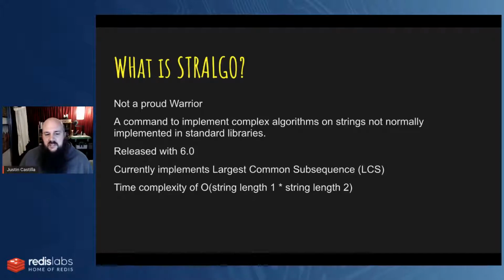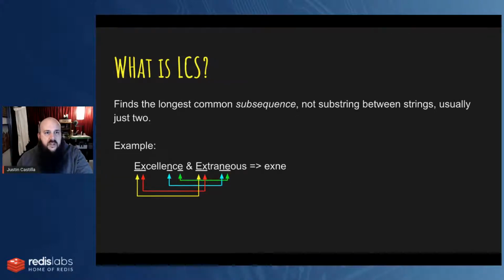And for LCS, the longest common subsequence, it's a time complexity of O of string length 1 times string length 2. So, to give a little spoiler away, it's going to be comparing two strings. So this does cost a bit. You might want to spin up your own separate Redis instance if you're going to be running this in production.